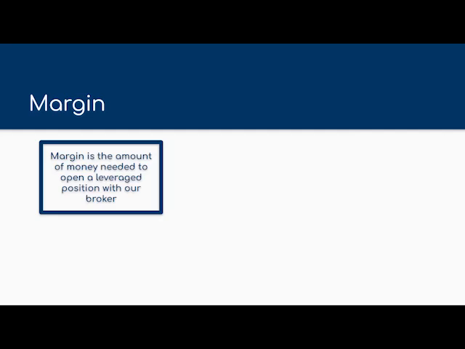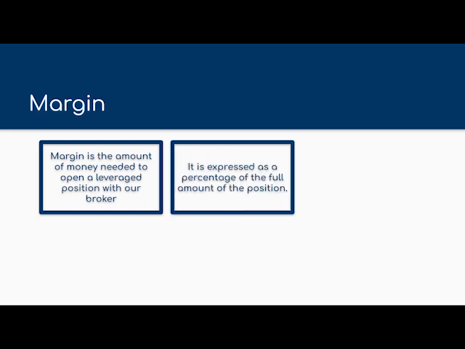Next is margin. What is margin? It is the amount of money that you need to open a leveraged position. In the previous slide, you saw that the broker will take $100 to open a $10,000 position. So that is what margin is. To be able to open more positions, you should have more $100 or more money, and it is expressed as a percentage of the full amount of that position.